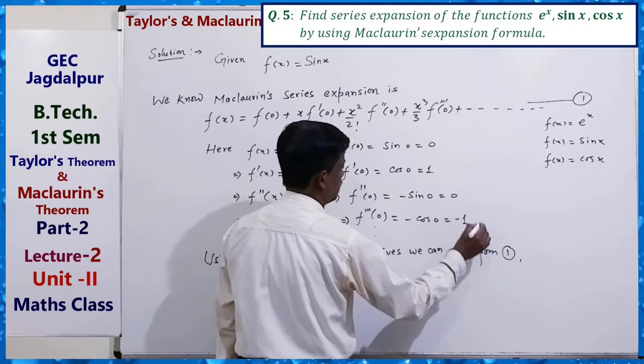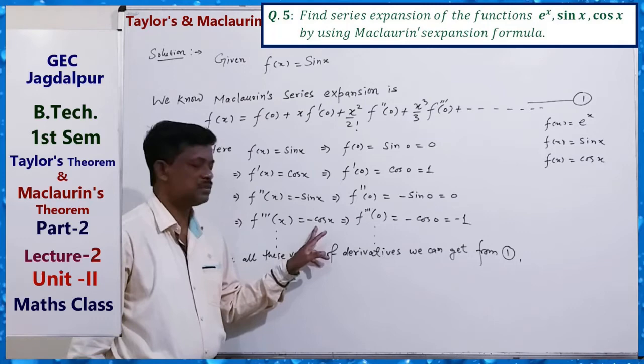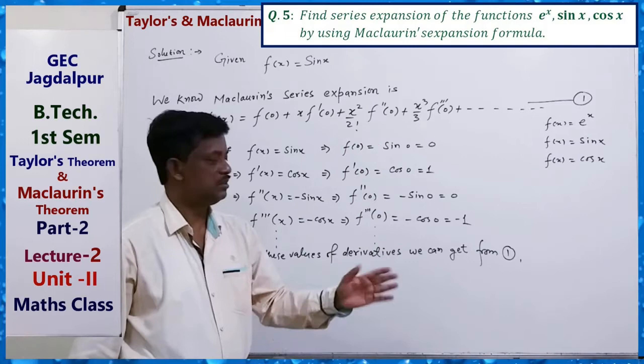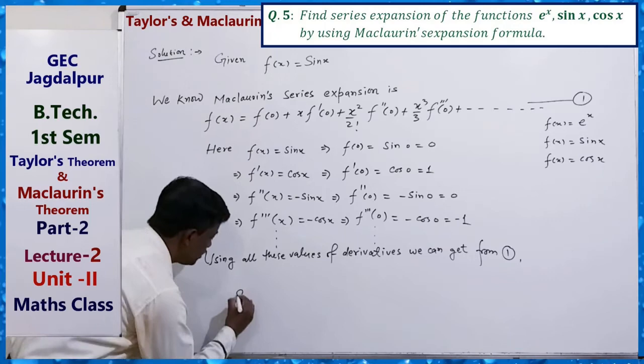We can see that all the derivatives can be found. The next is plus sin x, so again 0, and then these values repeat. So 0, 1, 0, minus 1, 0, 1, 0, minus 1, 0 and so on. Using all these values in this formula, we can get sin x.